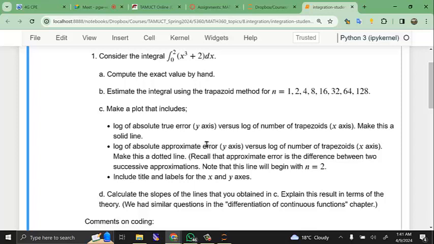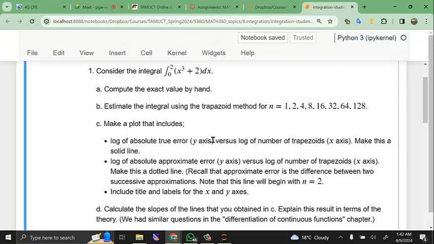Okay, and this plot includes all of these together. So it may be a little bit crowded. Well, I suspect that these higher ones are going to, well, we'll see. There's going to be a bunch of stuff here. It may be too crowded, but that's all right. See how it works out. So log of absolute error versus the approximate error versus log of number of trapezoids. Okay, so make this a dotted line.